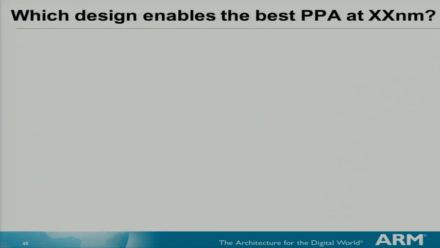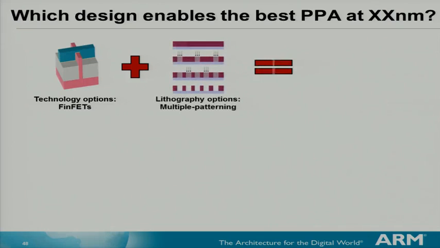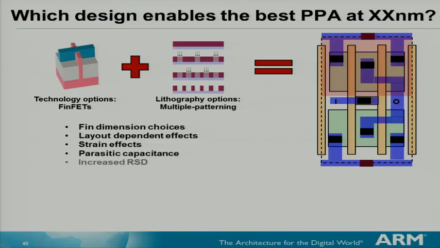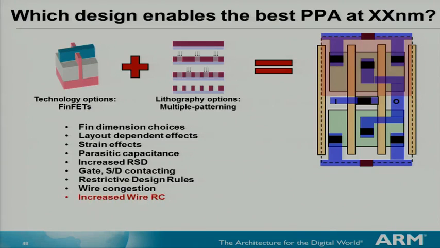So with showing all these different effects, the big question is, which library design enables the best power, performance, and area at a given technology node? So, for example, I have a technology option of FinFET coming in with multiple patterning. How do I design my standard cell library? I have to take into consideration all of these different effects: fin dimension choices, layout-dependent effects, strain, parasitic capacitance, increasing source drain resistance, gate and source drain contacting, restrictive design rules from foundries, wire congestion because of routing issues, increased wire RC, and I did not talk about interconnect issues, but that's another big roadblock right now, variation, reliability, and a lot more.